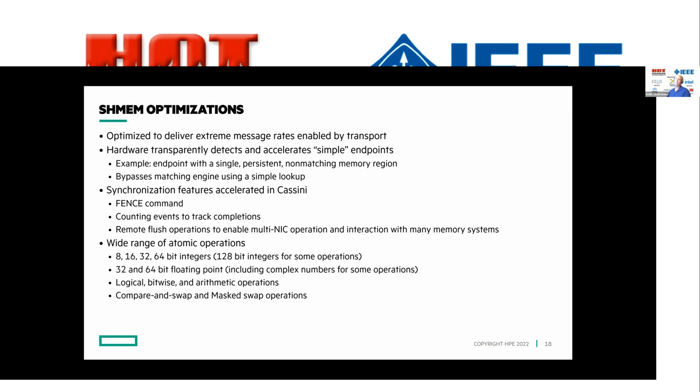We have a wide range of atomic operations. So we support 8, 16, 32, and 64-bit integers. We support 128-bit integers as well for some operations. We support both 32 and 64-bit floating point, including complex operations for a couple of operation types. We have logical and bitwise and arithmetic operations across all those types, and a variety of compare-swap and mask-swap operations.